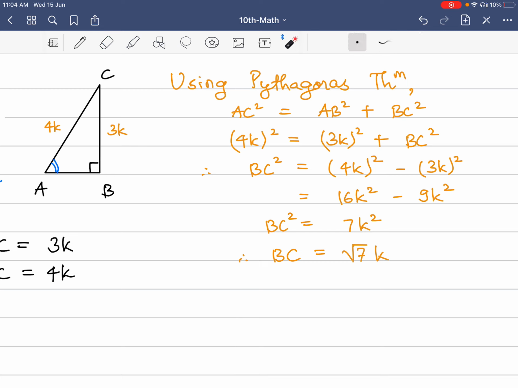BC was 3k. So 3k was BC, but I messed it up. No problem. What we are going to do is, let me erase. Let this be BC and let this be AB. This is going to be AB. So AC square is equal to BC square plus AB square. So this is AB square. So AB is equal to under root of 7k.